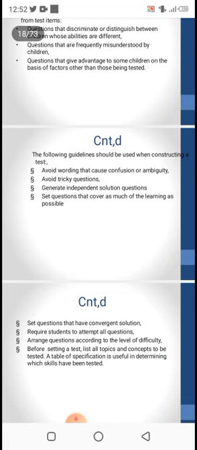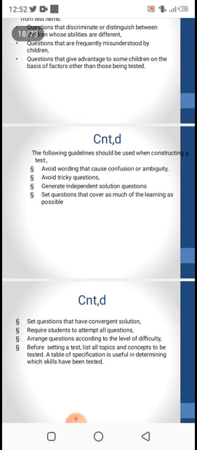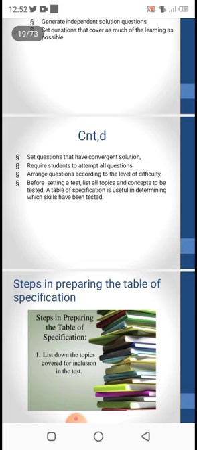The following guidelines should be used when constructing tests. Avoid wording that causes confusion or ambiguity. Avoid tricky questions. Generate independent solution questions. Set questions that cover as much of the learning as possible. Set questions that have convergent solutions. Require students to attempt all questions. Arrange questions according to the level of difficulty.